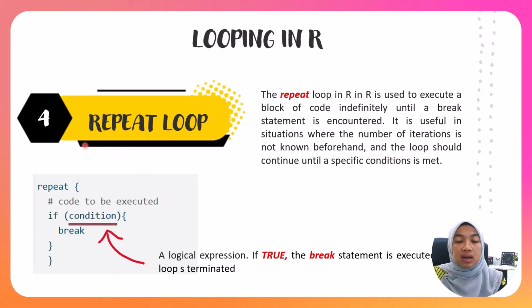Look at the left hand side here, the code for the repeat loop. We write repeat and an open curly bracket, and then you write the if condition, and again in curly brackets you have the break, and then the two closing curly brackets. The condition is a logical expression. If it is true, the break statement is executed and the loop is terminated.